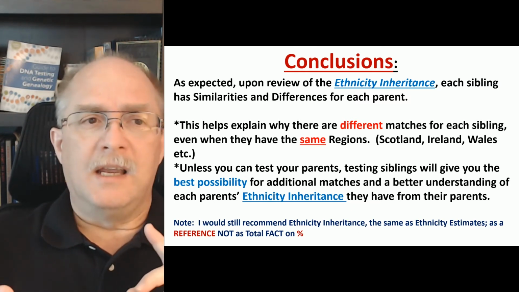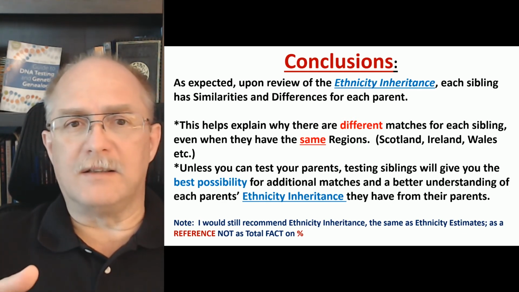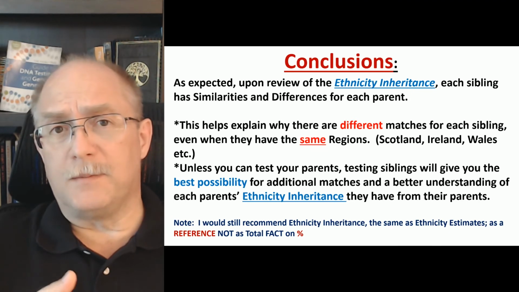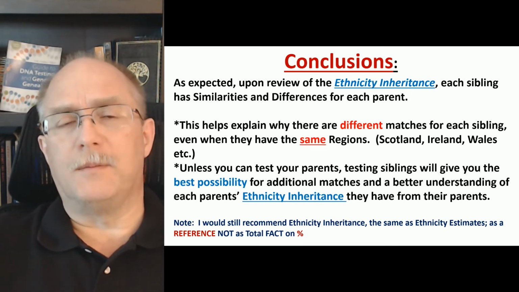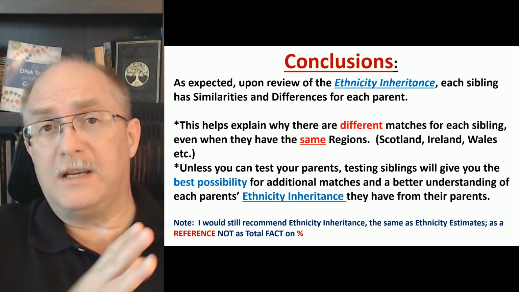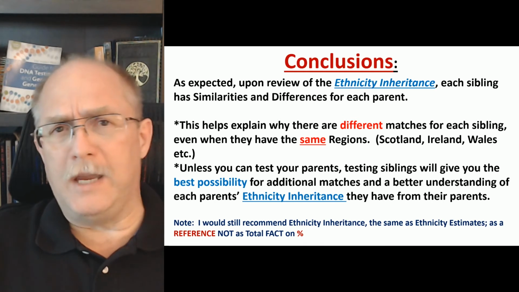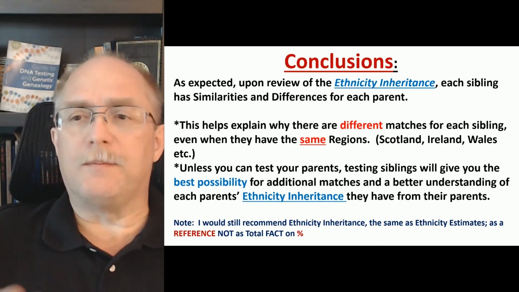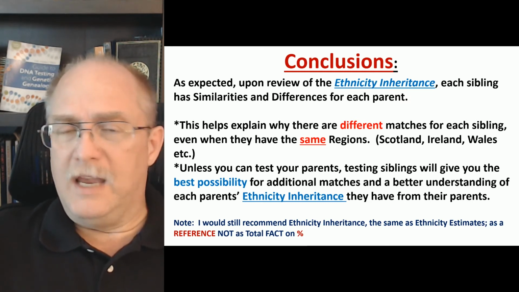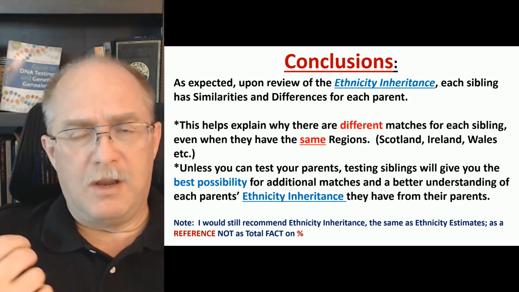that, as I expected, actually, reviewing the ethnicity inheritance, there are going to be similarities between the siblings because they are 100% siblings, and then there's going to be differences from each parent because there's a 50% each one of them received, and they got different DNA. And two key points from this is this does help explain why there are different matches for each sibling, even when you have the same regions. You have Scotland, or you have Ireland, or you have Wales.